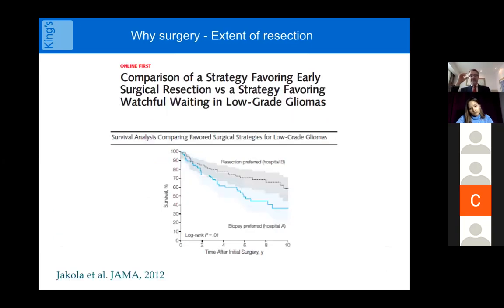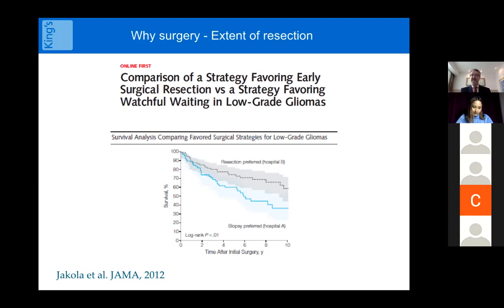A study that has been done in Norway compared two university hospitals. There were the two centers where neurosurgery is available in Norway. And you can see that in Hospital B, the preferred approach in treating low-grade glioma was to perform a surgical resection. So, as we said, try to remove as much as possible of the tumor. While in Hospital A, the preferred approach was to do a biopsy, followed by observation or radio and chemotherapy.